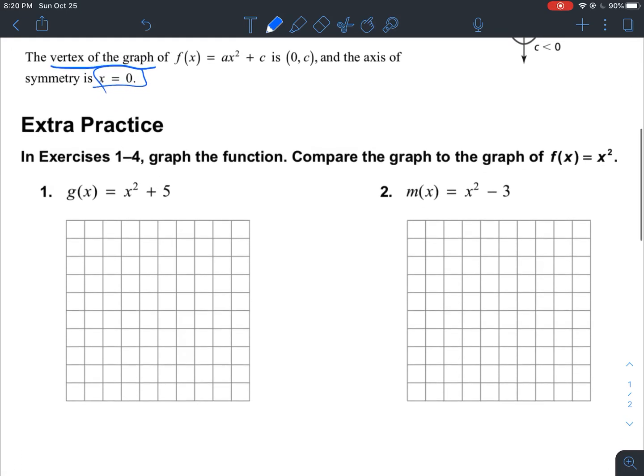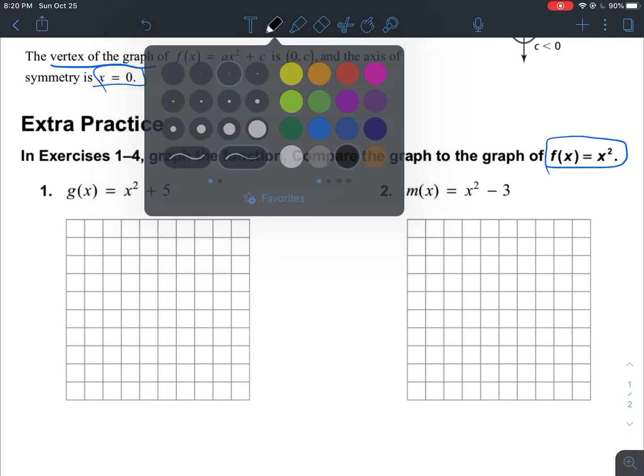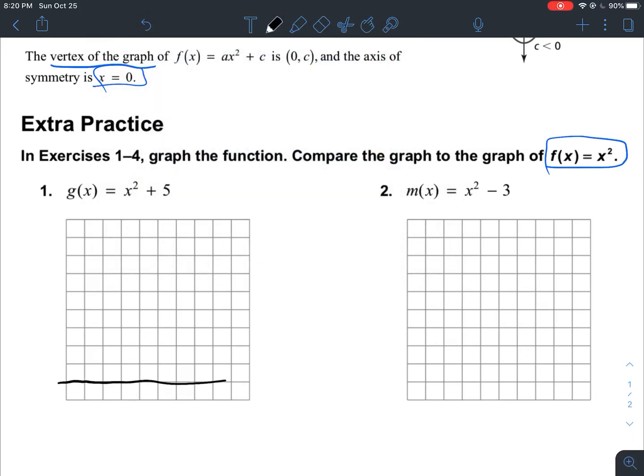So let's just jump right into the practice problems. Graph the function, compare to the graph of f of x is equal to x squared. First of all, let's notice that we don't have any vertical stretch or vertical shrink, and we're not reflected over the x-axis. So knowing that, I'm going to be graphing my function upwards. I'll draw my x-axis towards the bottom here, and there's my y.